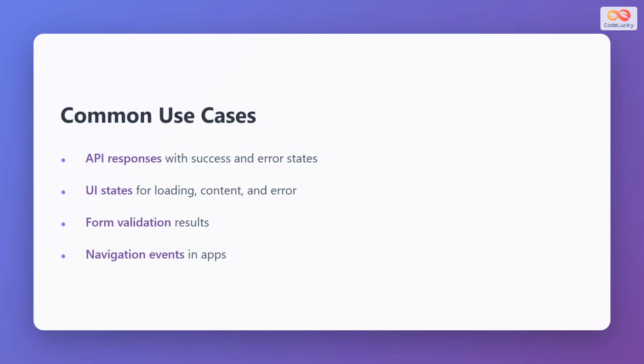Sealed interfaces are perfect for several common scenarios. They're ideal for modeling API responses with success and error states, making network code more type-safe. They work great for UI states, representing loading, content display, and error conditions. Form validation results can be elegantly modeled using sealed interfaces to represent valid, invalid, or pending states. And navigation events in applications benefit from the exhaustive checking, ensuring all navigation paths are properly handled.